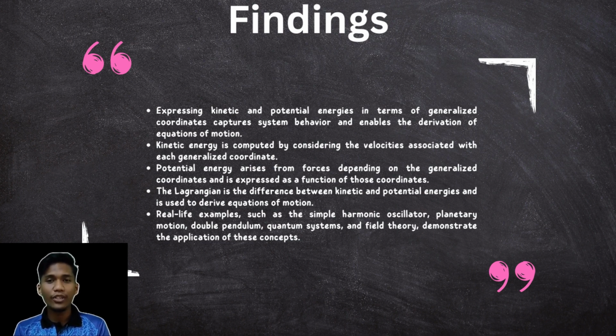Kinetic energy is computed by considering the velocities associated with each generalized coordinate. Potential energy arises from forces depending on the generalized coordinates and is expressed as a function of those coordinates. The Lagrangian is the difference between the kinetic and potential energies and is used to derive equations of motion. Real-life examples such as the simple harmonic oscillator, planetary motion, double pendulum, quantum systems, and field theory demonstrate the application of these concepts, providing a systematic approach to understanding and analyzing physical systems across various disciplines.